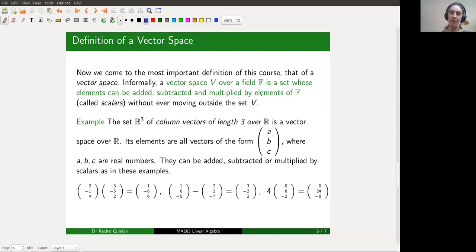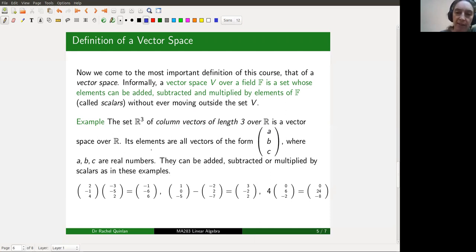Examples of these things, luckily, are maybe more familiar than you might expect based on looking at the axiomatic definition. In this first example, which is maybe the most typical example that turns up, or a motivating example, here's our first example of a vector space. If we take the set R3, so R for the real numbers, superscript 3, this is the set of column vectors of length 3. By length 3, I mean column vectors with 3 entries. So R3 denotes the set of column vectors of length 3, and 'over R' means whose entries are real numbers. And I claim this is a vector space over the field of real numbers.